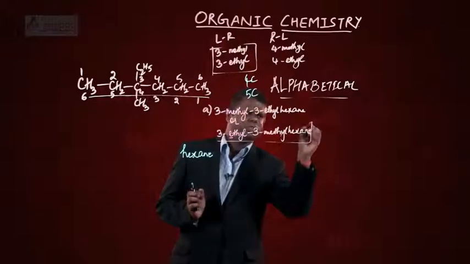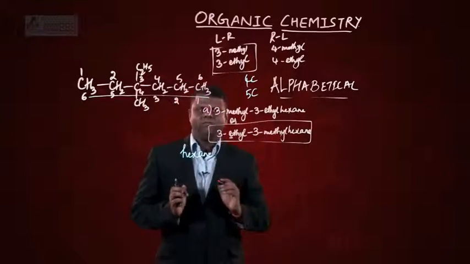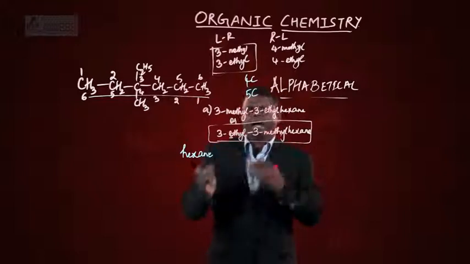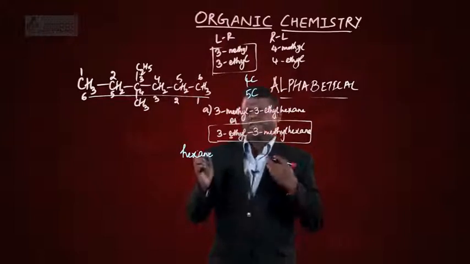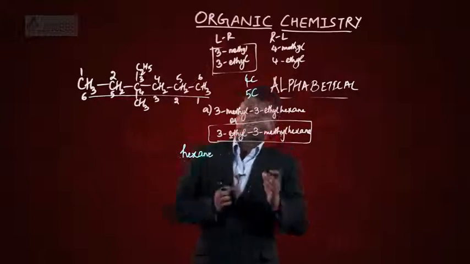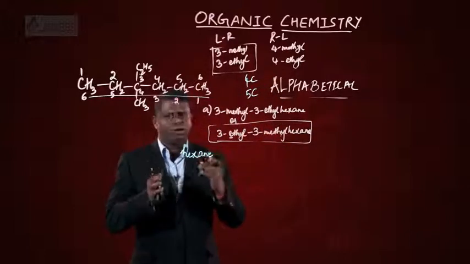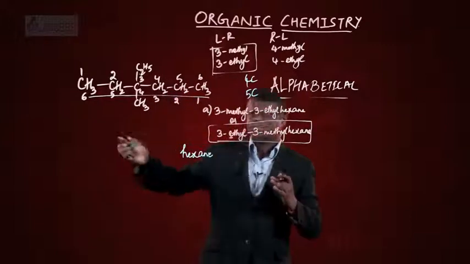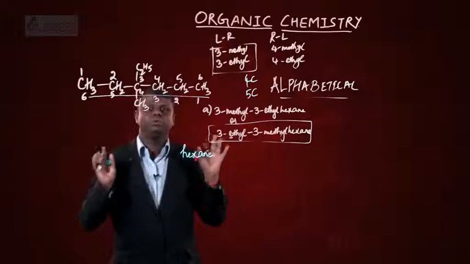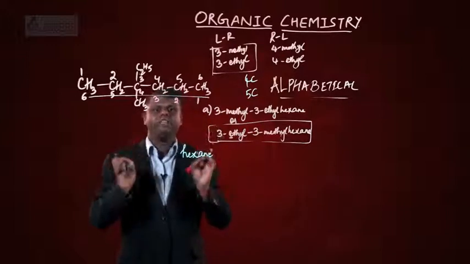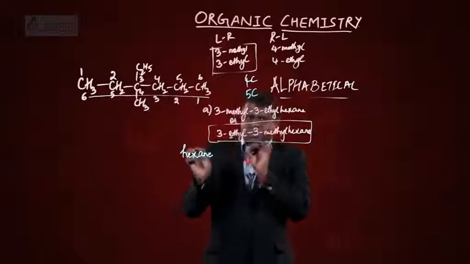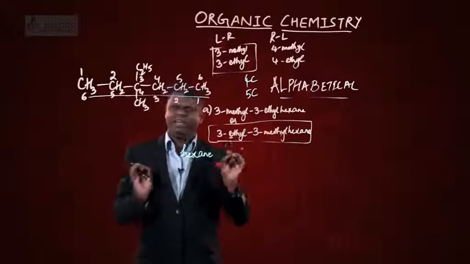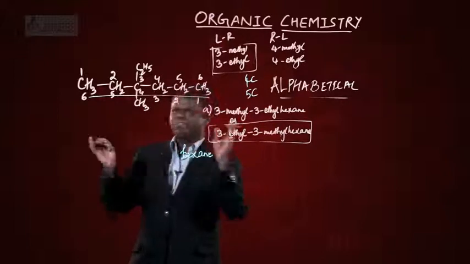So this is the most important rule. Again, when you have two groups which are the same, then we use the prefix di, tri, tetra and so on. And when you have two groups which have different positions or which are attached to the same carbon atom, then we follow alphabetical order. Now, just now I used the word if they are at different positions, what is going to happen? Even when they are in different positions, their numbers are going to change, but still you have to follow alphabetical order. Let's modify this example.